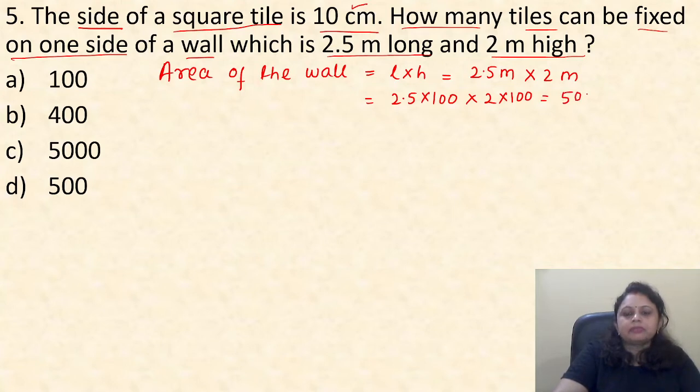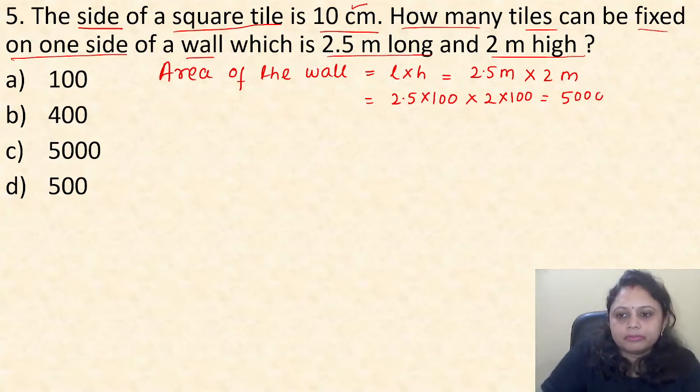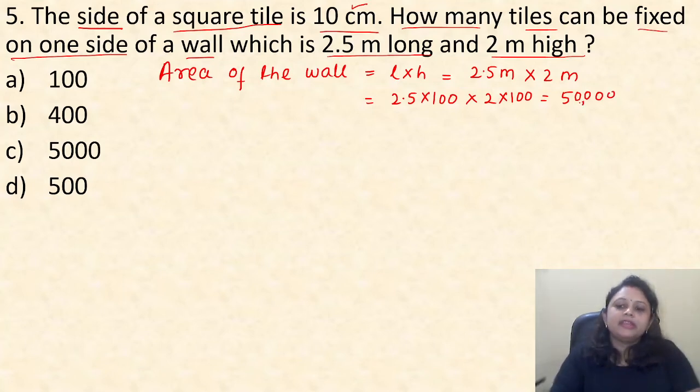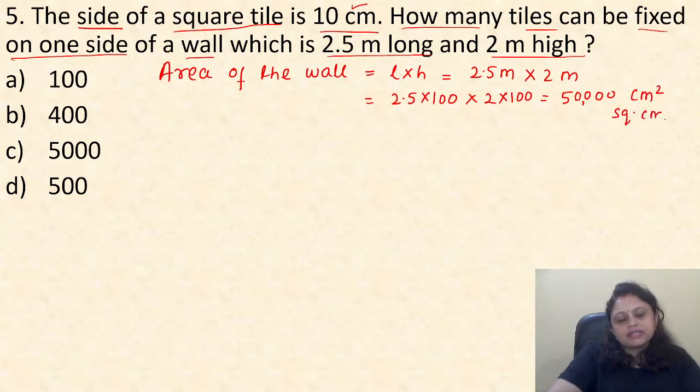250 into 200. Yes, it will be 50,000, right? So 50,000 is the area, that is centimeter square, or we can write it as square centimeter.